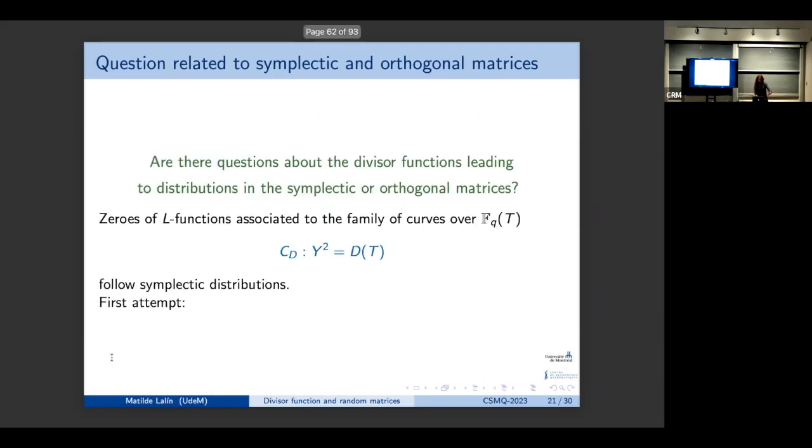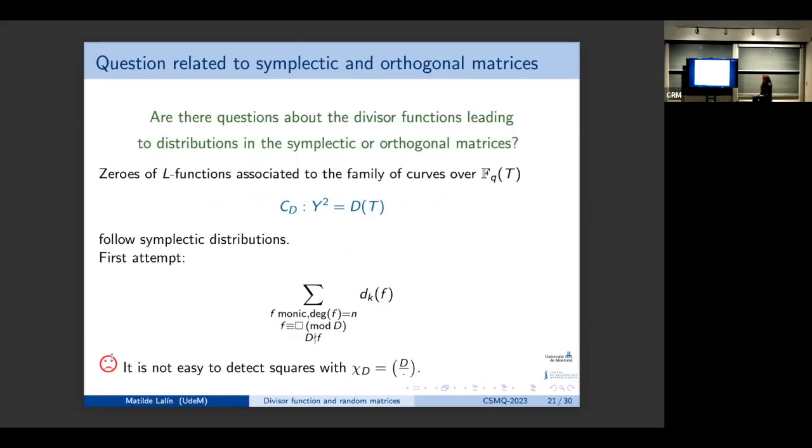So the first attempt was to take the sum of the divisor function. Now, instead of restricting to a mod Q, so we had a Q before, it's a bad choice of notation, but it's always the capital Q, instead of restricting to some congruence, we wanted to restrict to some square, to detect squares. So f goes over the squares modulo something. That was the first attempt.